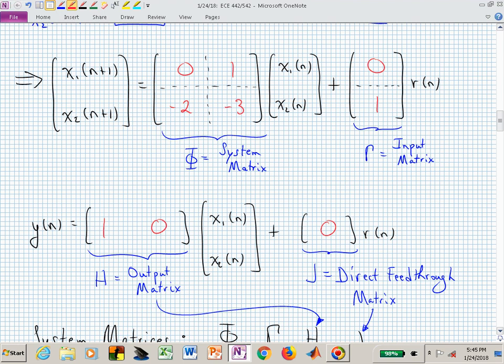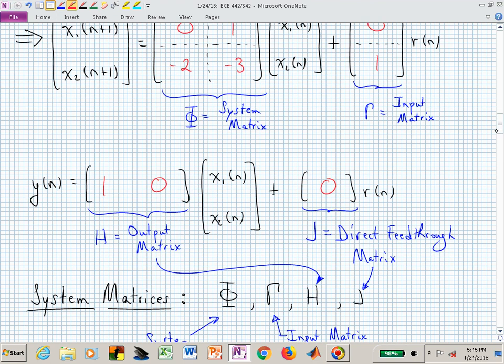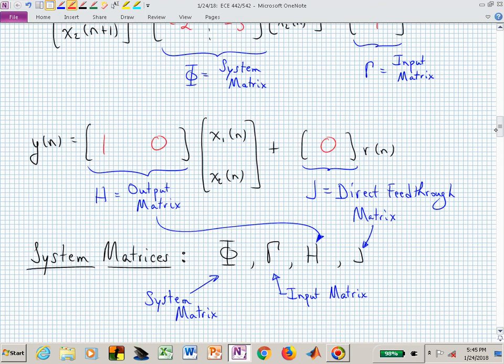These I might call the system matrices. But they each have their own defining phrase associated with each of those four matrices. So here's maybe the confusing thing. Those four as a group are called the system matrices. Phi, that really holds all the dynamics of the system, that's our system matrix. Gamma is the input matrix, H is the output matrix, and J is our direct feed-through matrix.